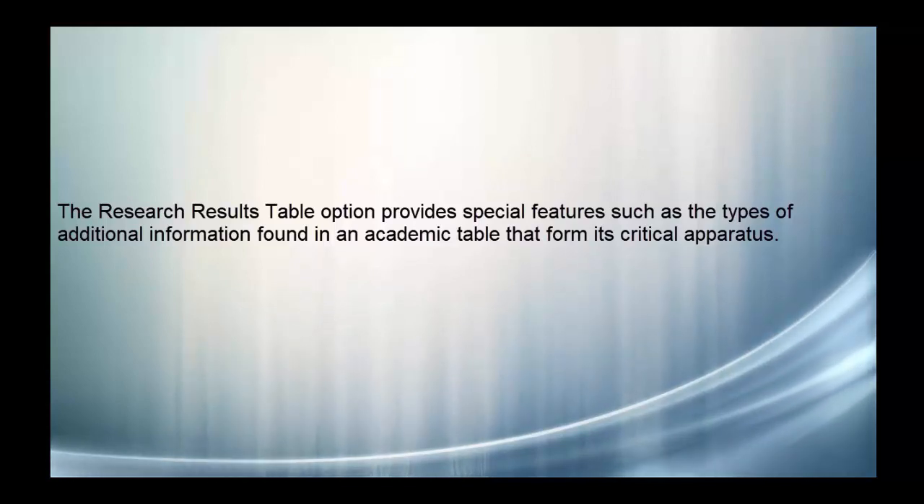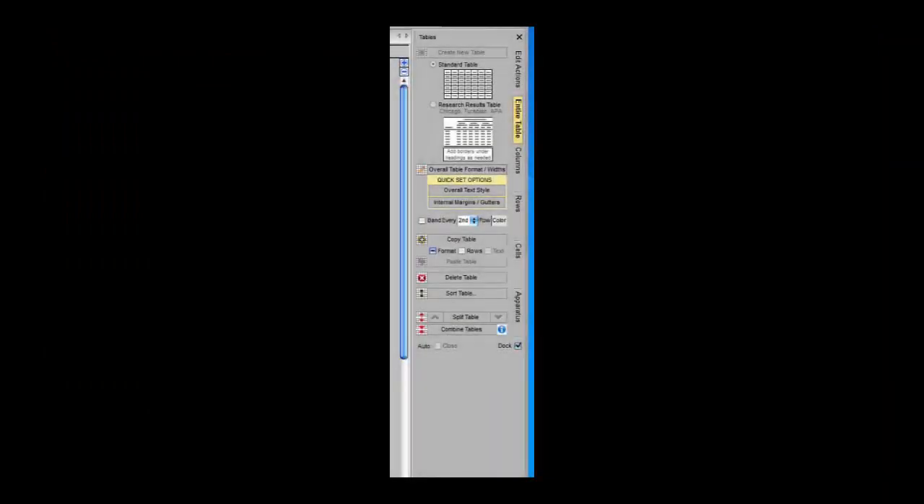Let's take a closer look at the new tables interface. To start, the entire Table tab presents a choice of two types of tables. The standard table provides a structure pretty much in the manner that you would find in most word processors. The research results table is tailored for research papers and submissions that call for the use of academic manuals of style such as Chicago, Turabian, or APA.